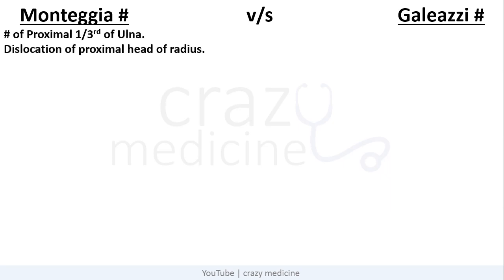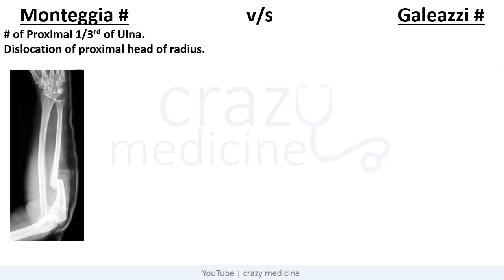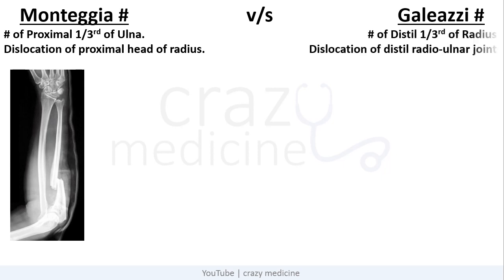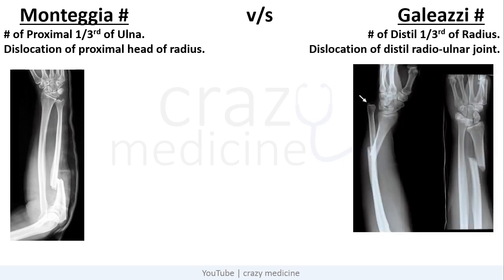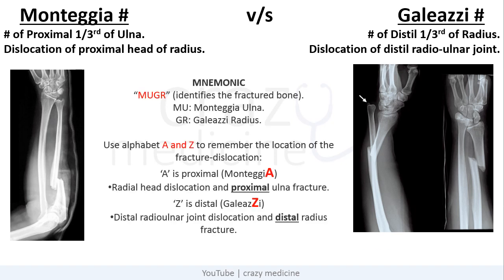The next and very important fractures are Monteggia fracture and Galeazzi fracture. Monteggia is a fracture of the proximal one-third of ulna along with dislocation of the proximal head of radius. And Galeazzi fracture is fracture of the distal one-third of radius with dislocation of the distal radioulnar joint. And the mnemonic to remember is MUGR, M-U-G-R.